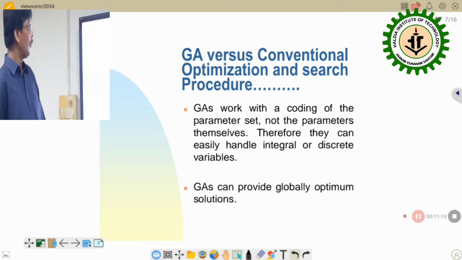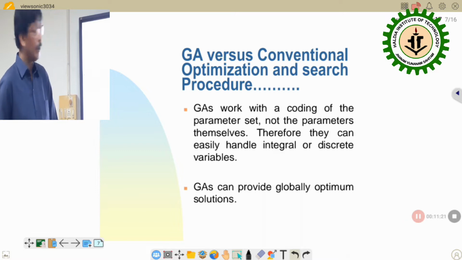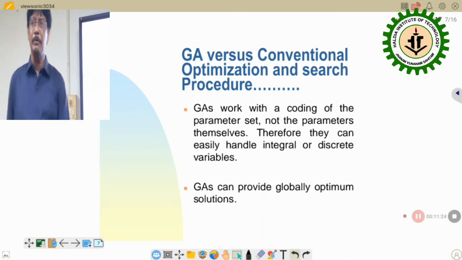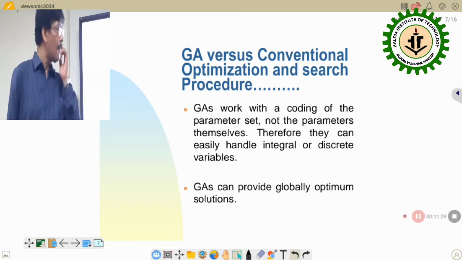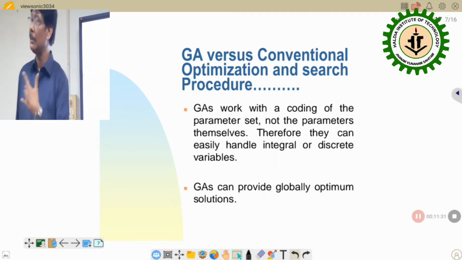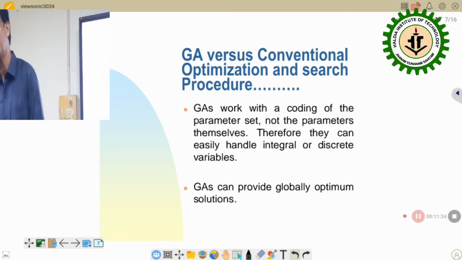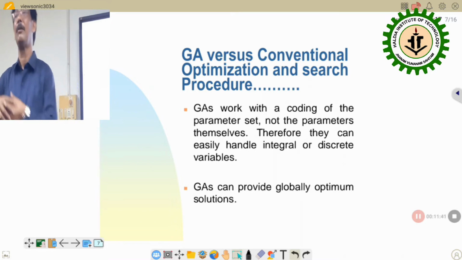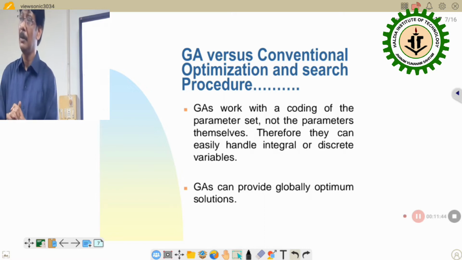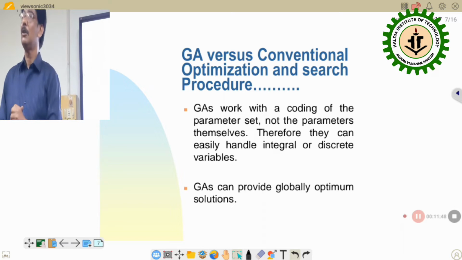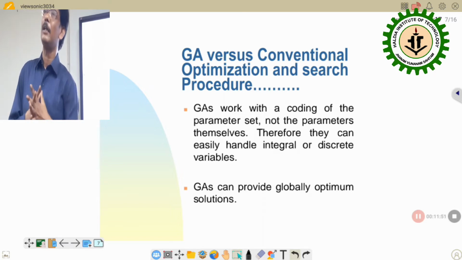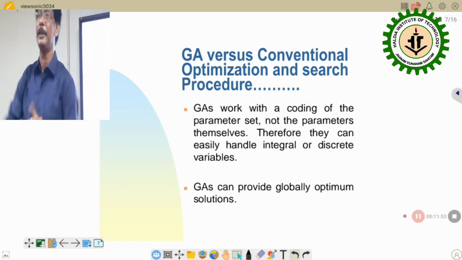Genetic algorithms work with a coding of the parameter set, not the parameters themselves. Because whenever you want to find the solutions, you want to get the solution as a decimal value. But a genetic algorithm doesn't work with decimal numbers. It will be converted either into binary bits, hexadecimal bits, or octal bits, like that. And therefore they can easily handle integral or discrete variables. Suppose you want to find the solution x from 0 to 50.